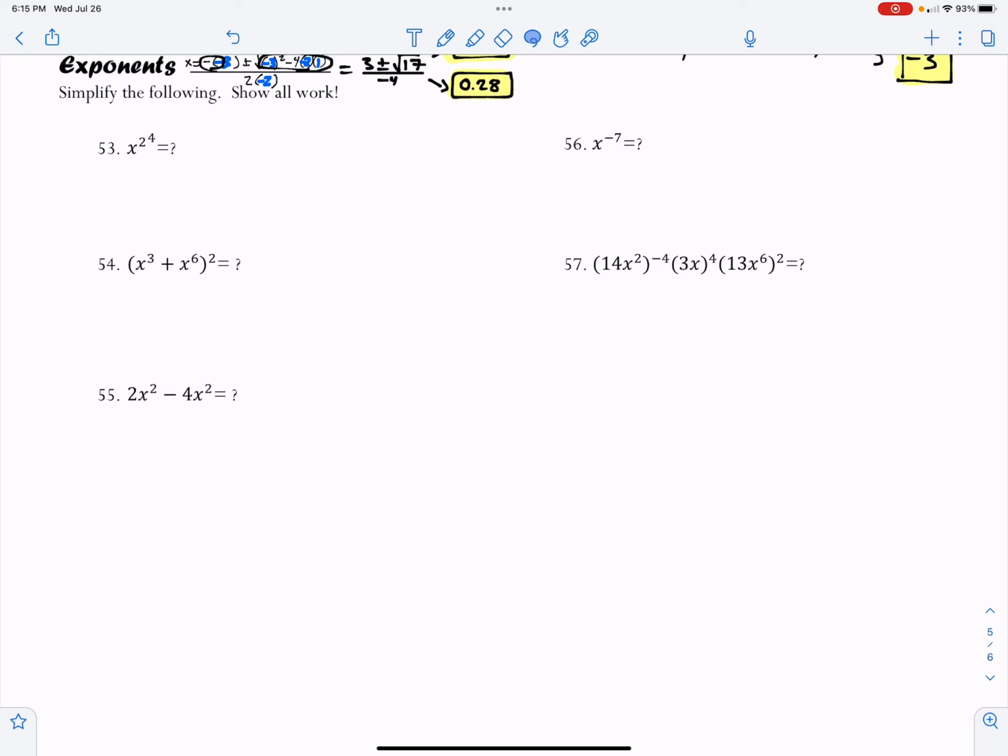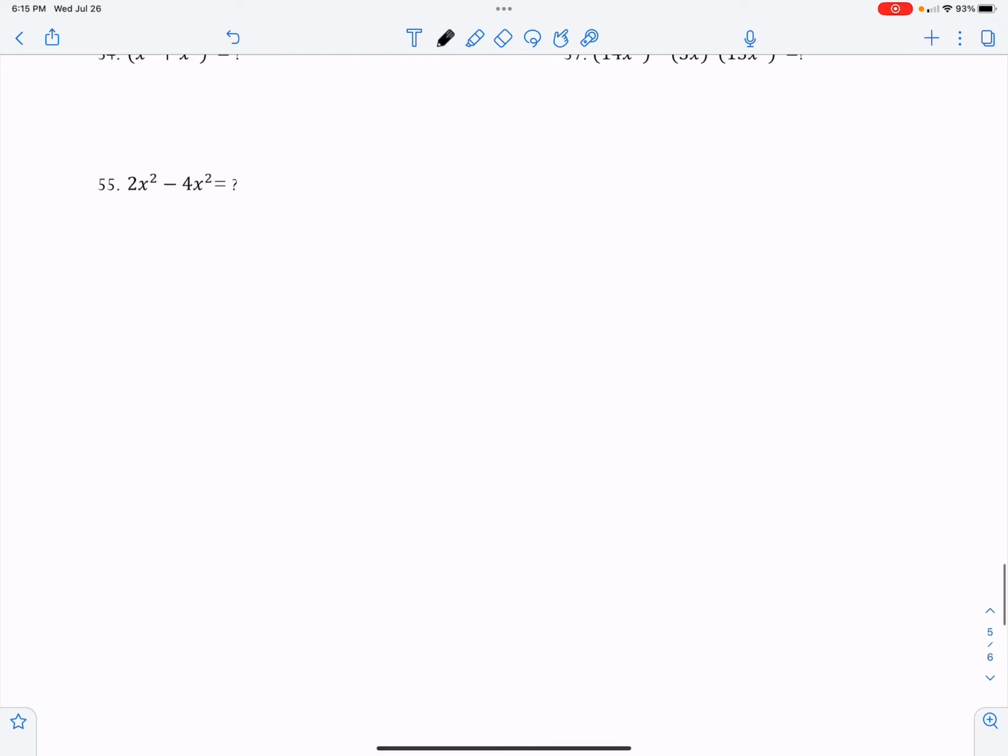In this short lesson tutorial, we're going to be reviewing properties of exponents. Remember to pause or rewind the video as needed. So down below, let me write a few of these properties down so we can use them as needed.